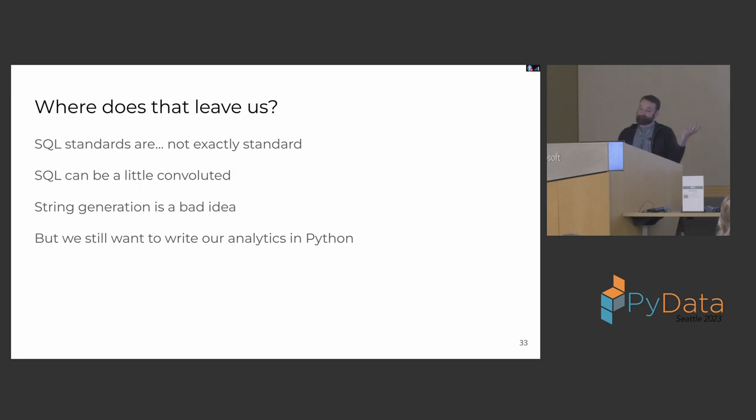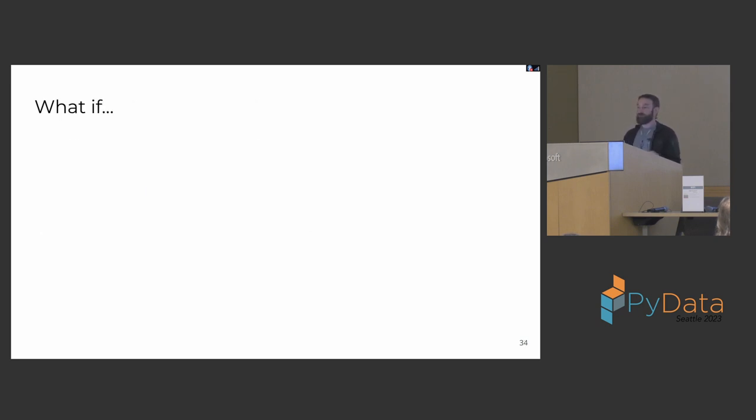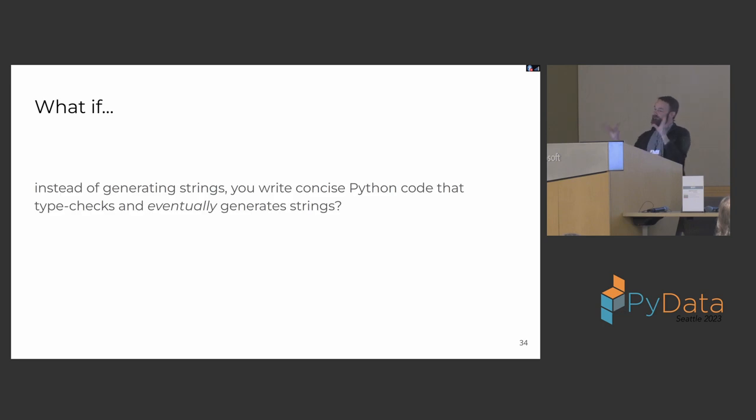So where does that leave us? SQL standards are not standard. It can be convoluted. String generation is a bad idea. But we still want to write our analytics in Python. So what if, instead of generating strings, you write concise Python code that type checks and then eventually generates strings?